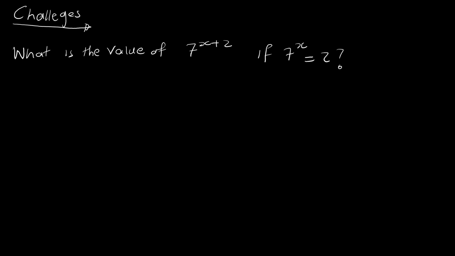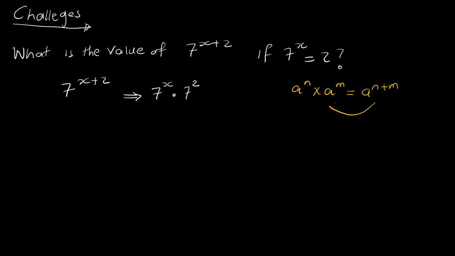First things first, remember we are given 7 to the x plus 2. We need to break this up to see what it consists of. So we can reverse the laws of exponents. Instead of adding the exponents, let's multiply. Remember, when the bases are the same, we add the exponents. So we just reversed the law. Let me quickly write the law down. If I have a to the n times a to the m, I can write this as a to the n plus m. So I just reversed law number 1 of exponents.